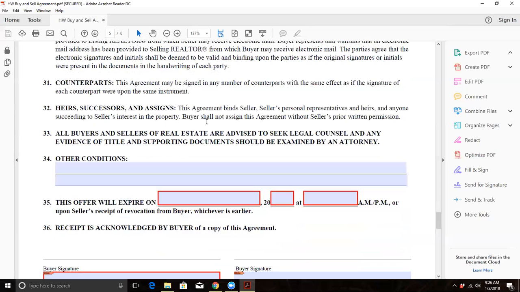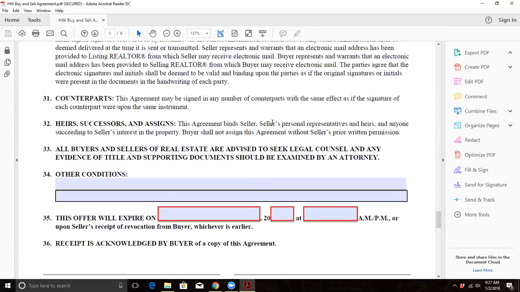Heirs, successors, and assigns. It is worth noting that the buyer should not assign this agreement without seller's prior written permission. So these contracts are not assignable unless the seller agrees to it. Right. I can't say I'm the buyer and then go sell the interest to my wife and say, oh, by the way, Betty Smith is now the buyer. The seller has to agree to it, and I think that's how it should be. The seller looks at your financial setting, they look at you, and decides to move forward with you.